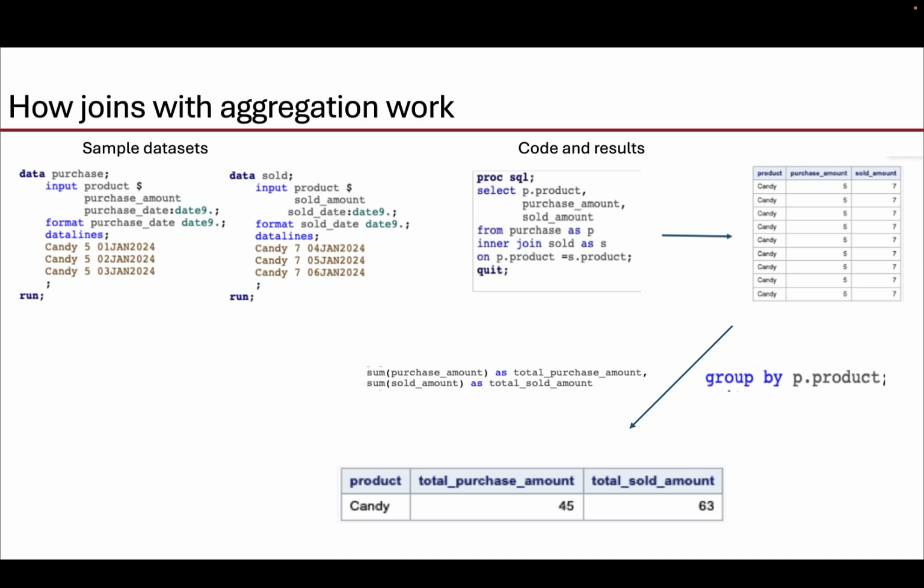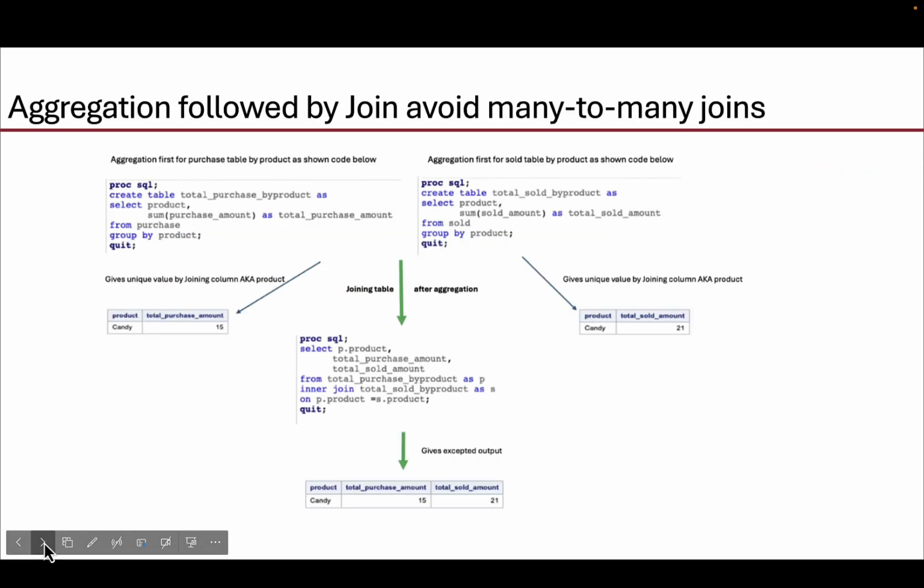It is pretty simple and straightforward. That is, first we need to sum this candy in here in purchase, wherein we get 15 as our total, and then we need to sum the sold also in here and get 21, and then do the join. Now let us look at that more clearly in the next slide.